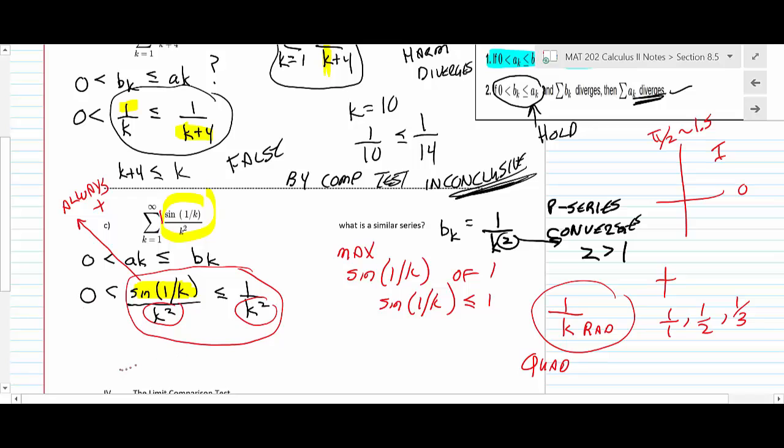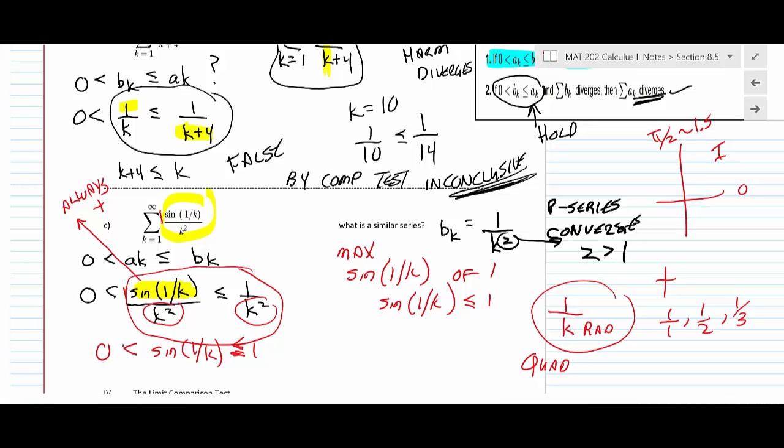So for that reason, since that's always positive, it's going to be greater than 0. So you know for a fact that 0 is less than sine of 1 over k is less than or equal to 1. You know the sine will never get bigger than 1 because the amplitude's 1, but it's also bigger than 0 because you're in quadrant 1. Does that make any sense?